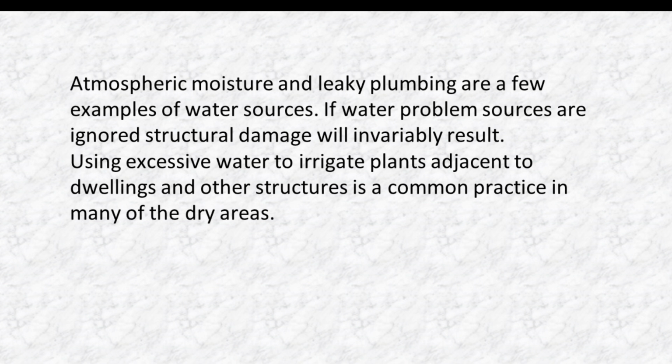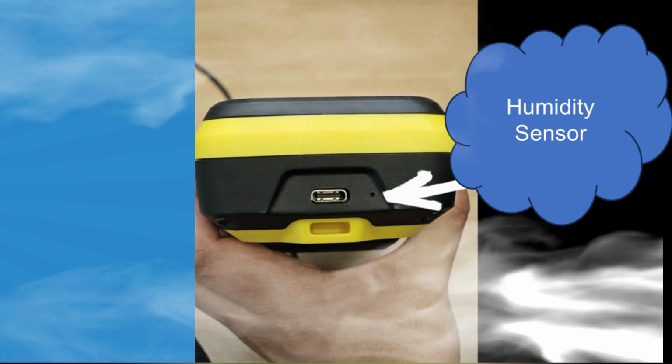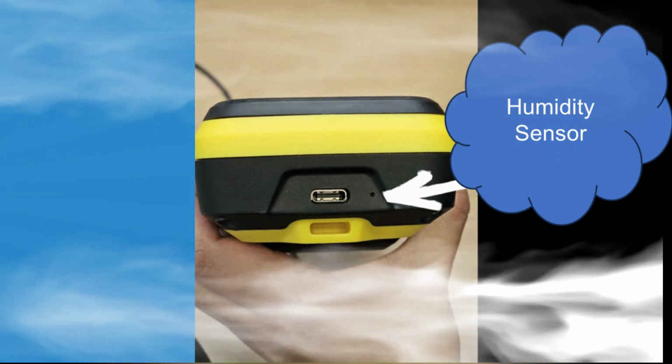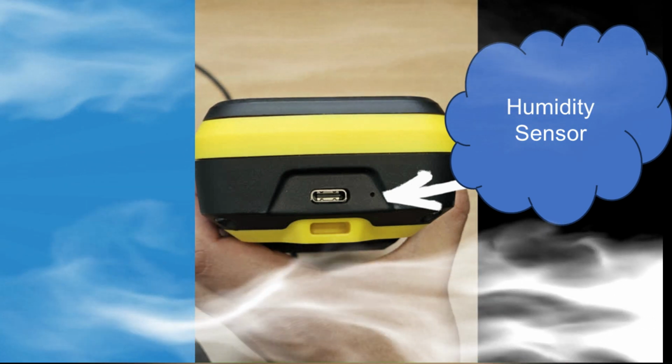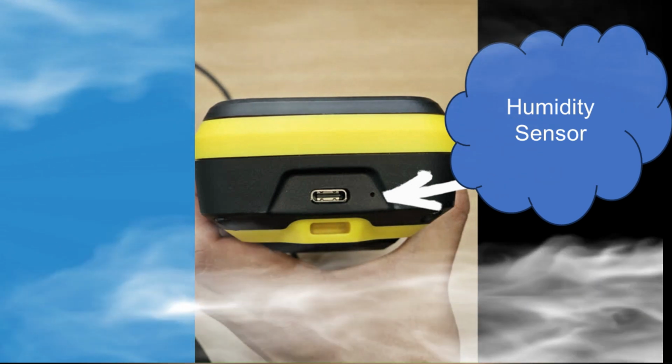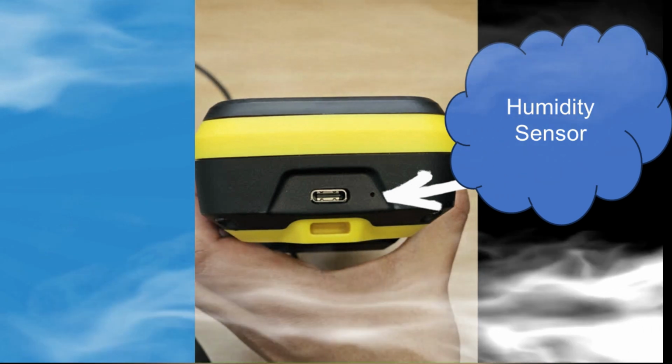Using excessive water to irrigate plants adjacent to dwellings and other structures is a common practice in many of the dry areas. On the current screen, you're seeing the humidity sensor on the Termatrac eye tracker. This capability is great for us doing inspections. This gives us the ability to find humidity behind walls and wall voids, areas like that, where we otherwise might miss a pest infestation.